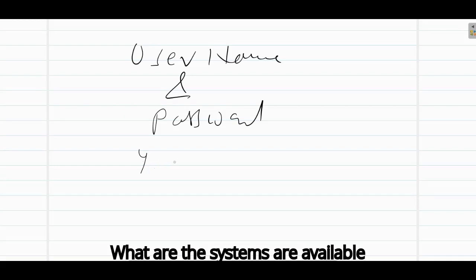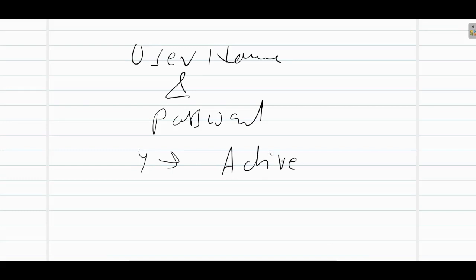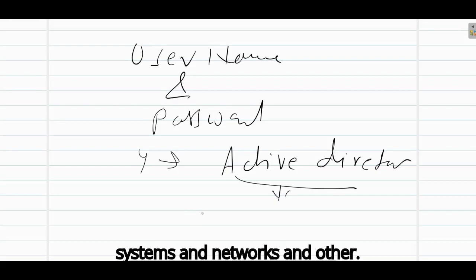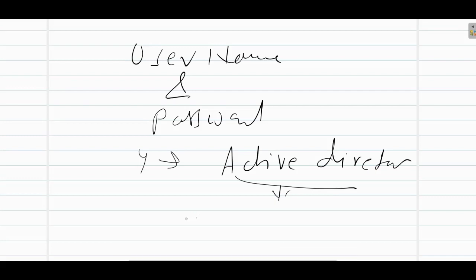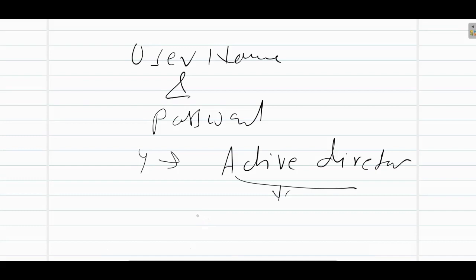What systems are available for authentication? Like Active Directory, it is the application by which Windows servers authenticate the user to access the systems, networks and other computer devices. On the basis of comparison, the user will get access to the system and network.